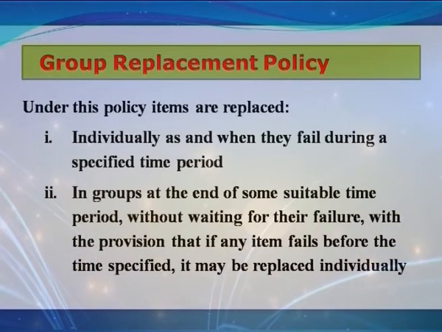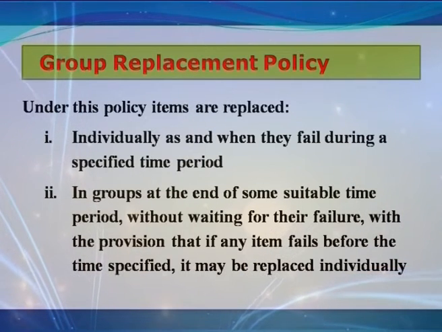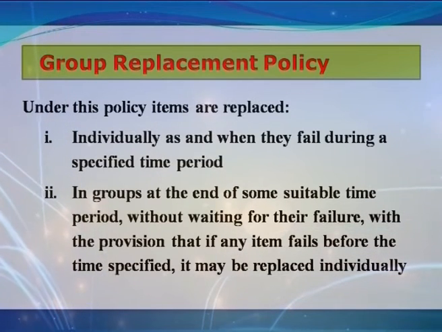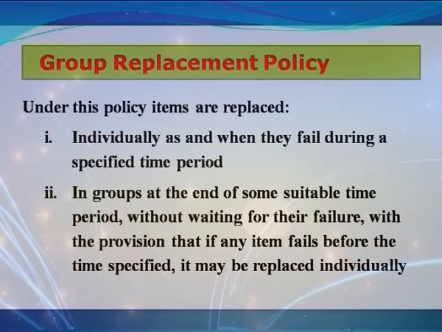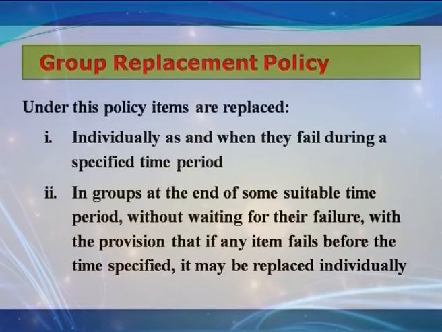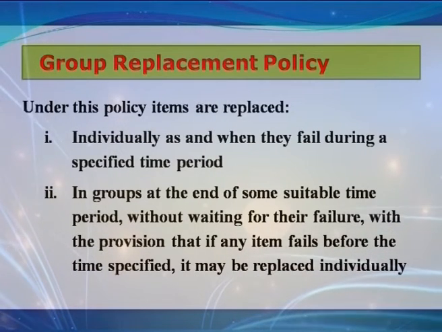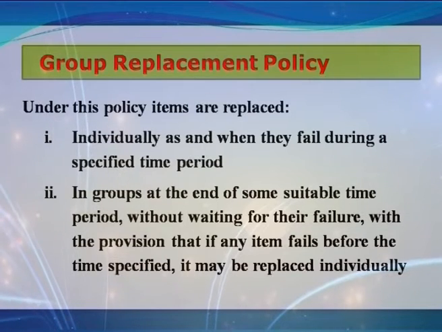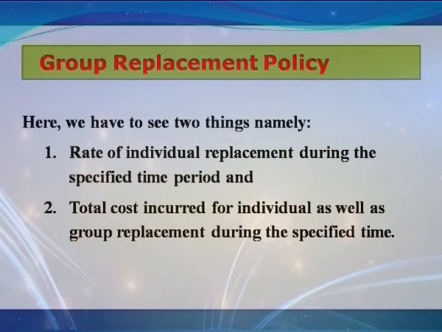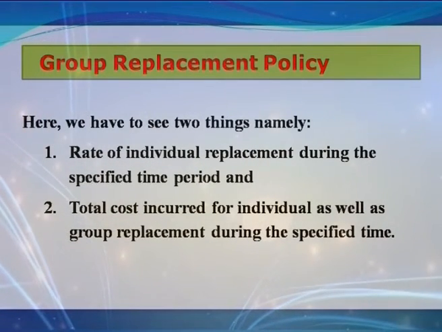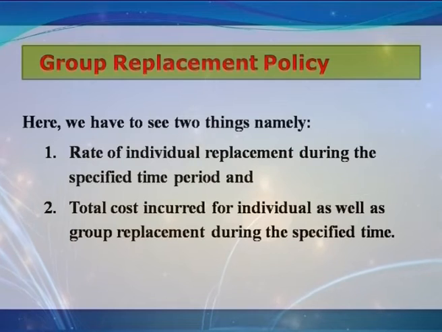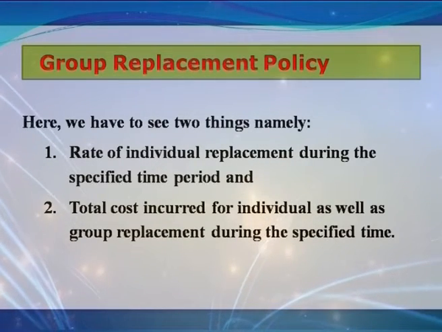Under this policy, items are replaced, first, individually as and when they fail during a specified time period, and second, in groups at the end of some suitable time period without waiting for their failure, with the provision that if any item fails before the time specified, it may be replaced individually. Here we have to see two things, namely the rate of individual replacement during the specified time period and the total cost incurred for individual as well as group replacement during the specified time.